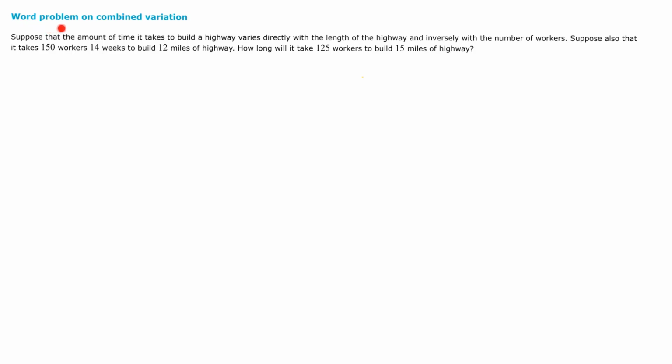Let's tackle a word problem on combined variation. Suppose that the amount of time it takes to build a highway varies directly with the length of the highway and inversely with the number of workers. Suppose also that it takes 150 workers 14 weeks to build 12 miles of highway. How long will it take 125 workers to build 15 miles of highway?